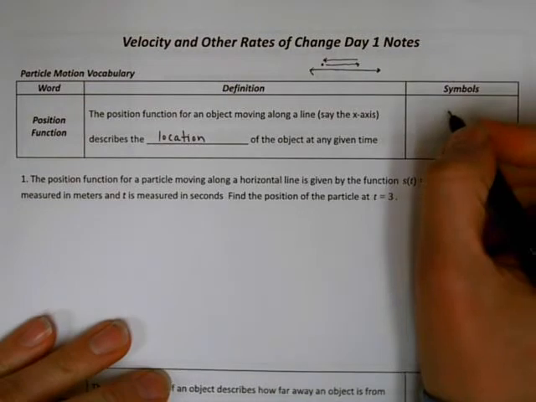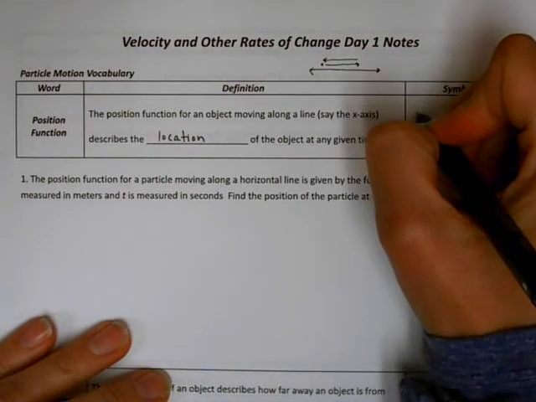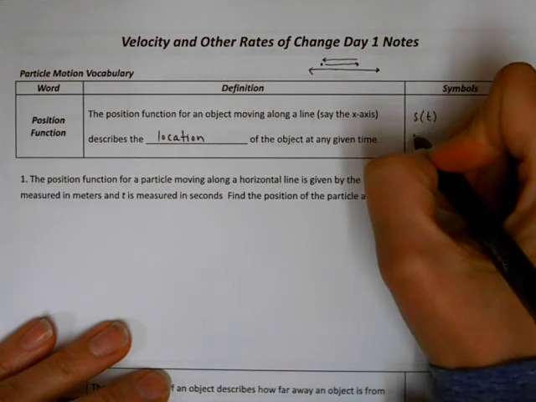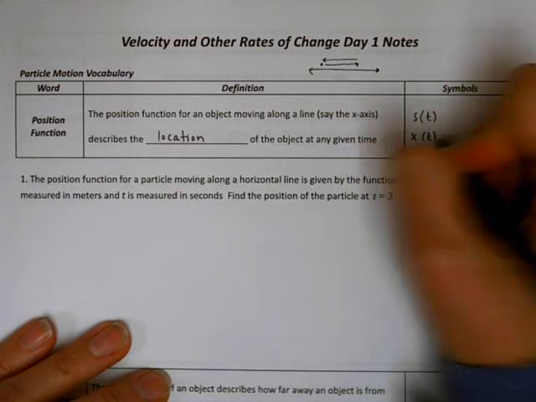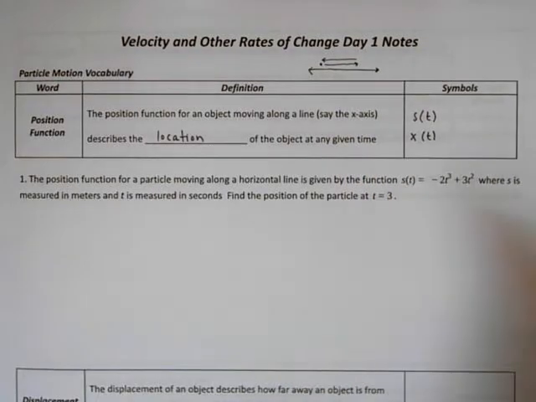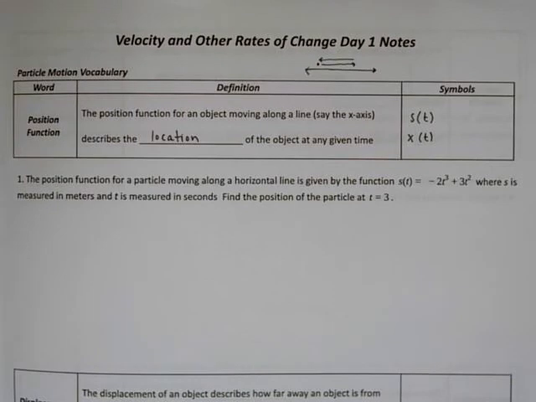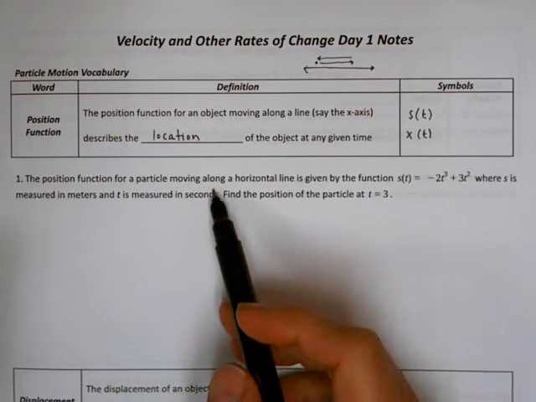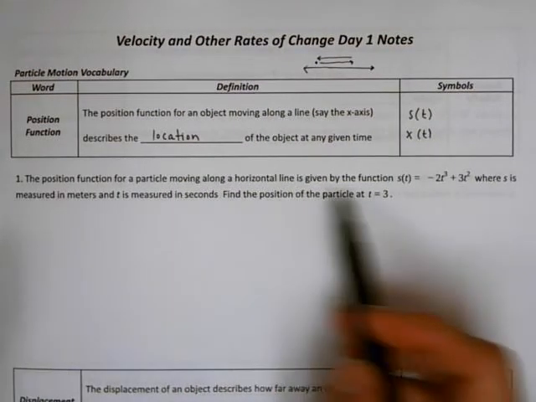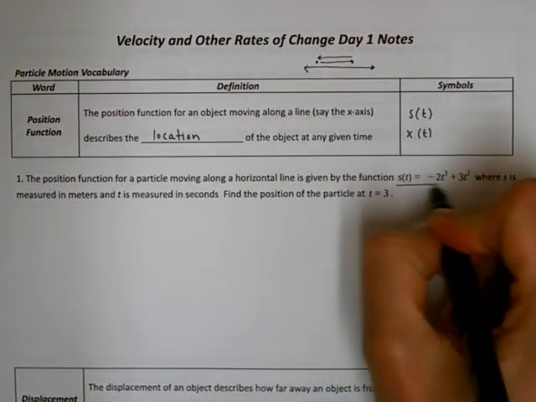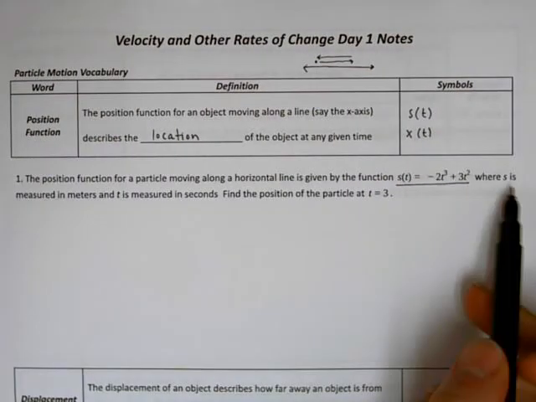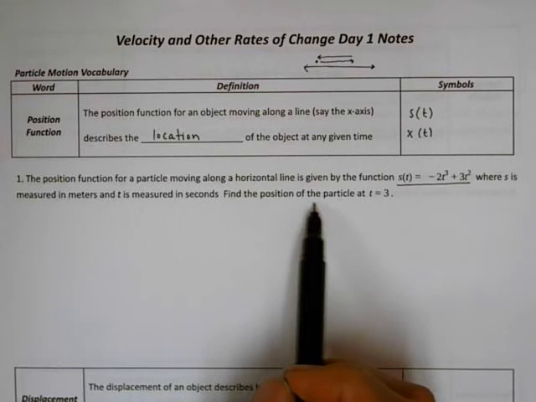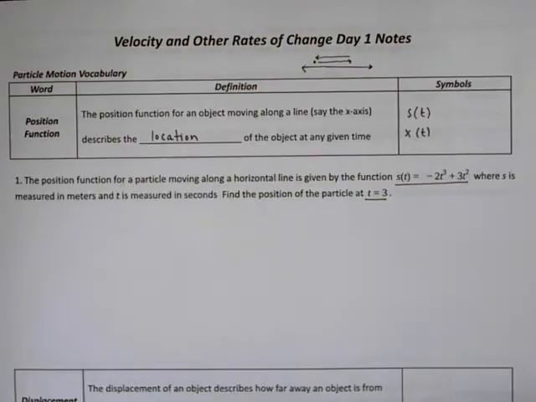In terms of symbols for the position function, a lot of times you'll see it referenced as s of t, or sometimes they'll call that position function x of t. I think here we use s of t to denote the position function, but realize x of t can be used as well. In question 1, it says the position function for a particle moving along a horizontal line is given by this function here. It tells me that s is measured in meters and t is measured in seconds, and it wants us to find the position of the particle at time t equals 3.